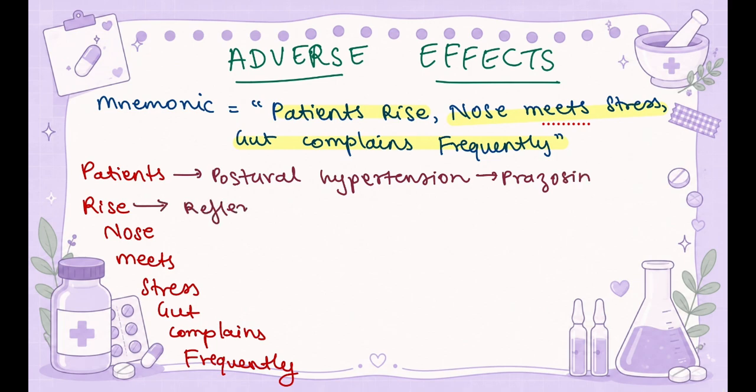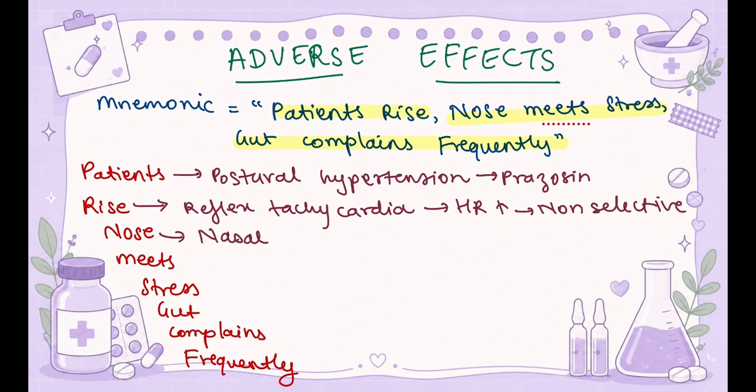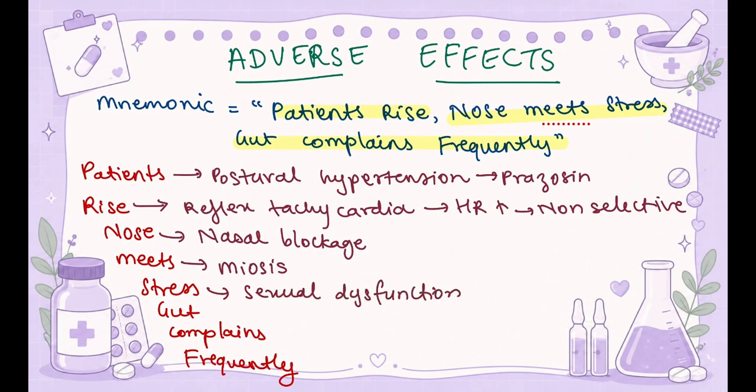Rise stands for reflex tachycardia and palpitations. This heart rate spike is very prominent when using non-selective blockers like phentolamine. Let's finish the side effects list. Nose stands for nasal blockage. This results directly from local vasodilation. MEETS stands for miosis, which is caused by radial iris receptor blockade. Stress signifies sexual dysfunction. This presents as inhibited or retrograde ejaculation.